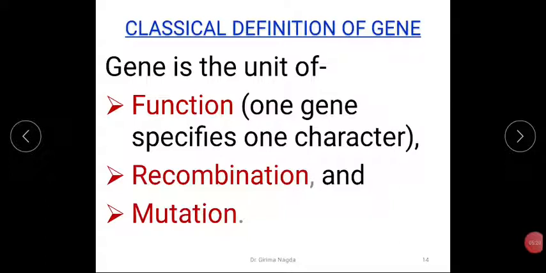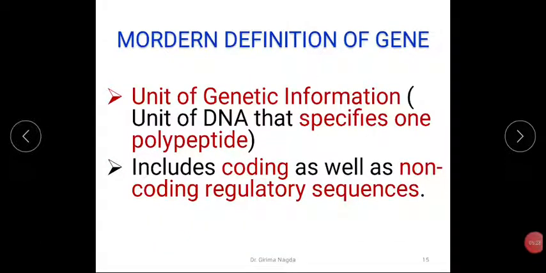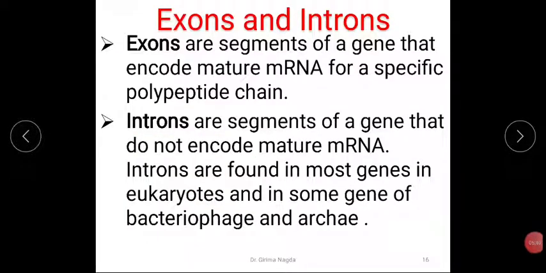What is a gene? Gene is the unit of function, one gene, one character, recombination and mutation. Then the modern definition says that it is a unit of genetic information, a unit of DNA that specifies one polypeptide. It includes coding as well as the non-coding regulatory sequences. Then you have the exons and the introns. Exons are the segments of a gene that encode a mature mRNA for a specific polypeptide chain, and introns, as the name suggests, are in between. These are segments of genes that do not code for any mature mRNA. These are found in most genes in eukaryotes and in some genes of bacteriophage and archaea.